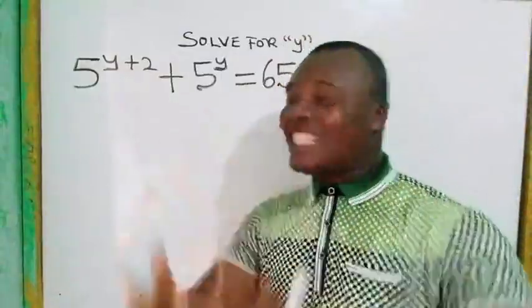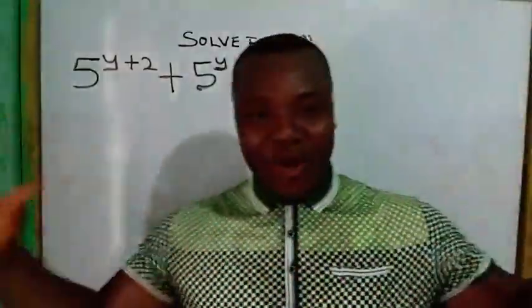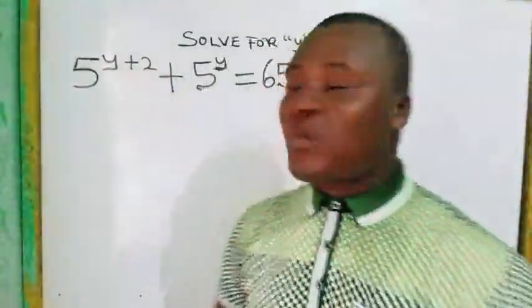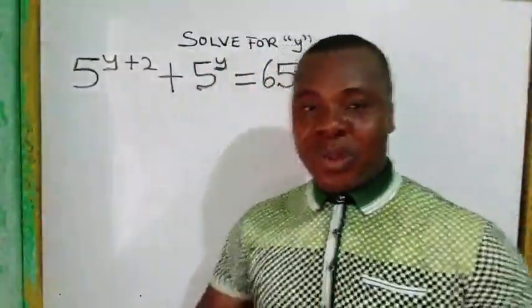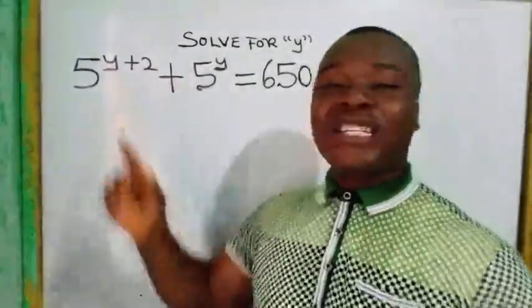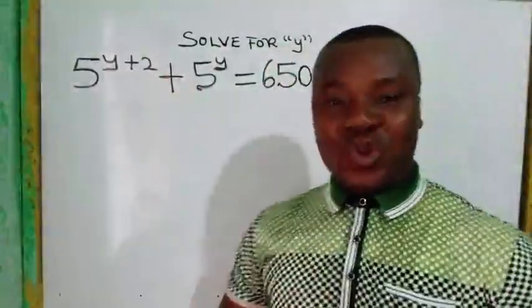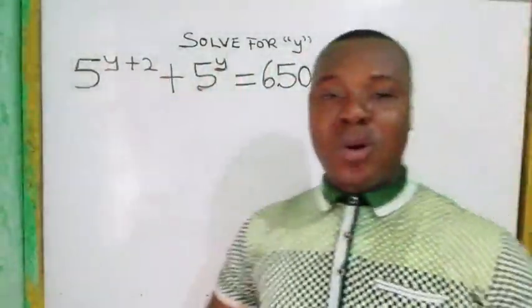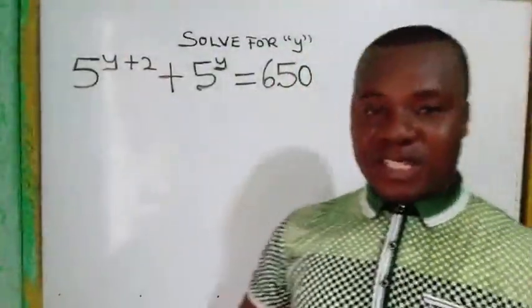All right, in today's class, we have an equation on the board and we are asked to solve for y. So the question says solve for y, and we have 5 raised to the power y plus 2 plus 5 raised to the power y equal to 650.